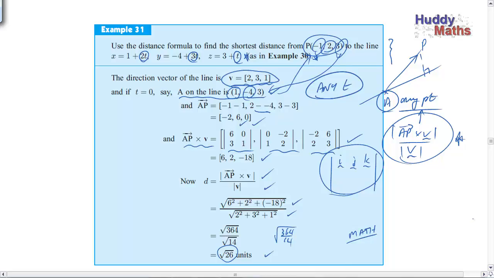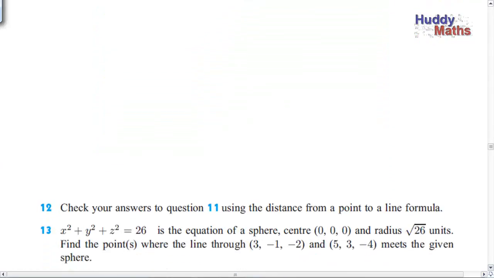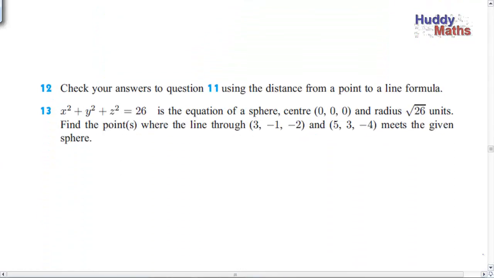All right, let's go and do some and see what you think. Check your answers to question 11 using the distance from a point to a line formula. But think about the formula when you're using it. Don't just copy it in monkey fashion. Monkeys copy each other. Think about it.